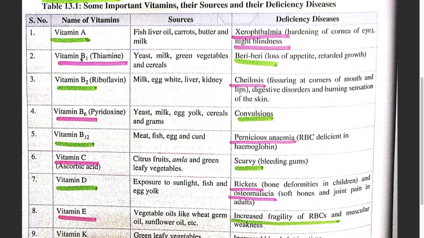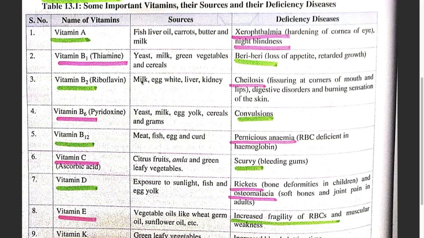Next is vitamin B1, chemical name thiamine. Vitamin A, chemical name is retinol. B1 name is thiamine. The sources are yeast, milk, green leafy vegetables and cereals. Deficiency causes beriberi. Symptoms of beriberi are loss of appetite and retarded growth. Vitamin B2, chemical name riboflavin.